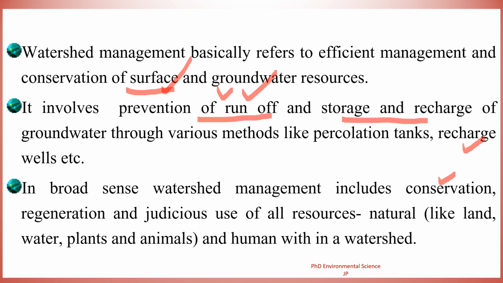Then judicious use. Watershed management aims for a balanced approach where resources are used in a way that meets current needs without compromising the ability of future generations to meet their needs. This involves careful planning and regulation to avoid overuse and degradation.